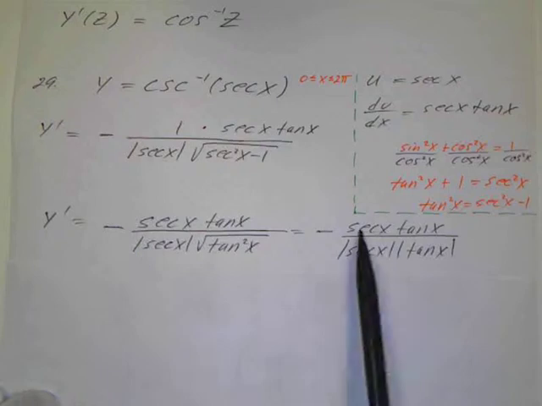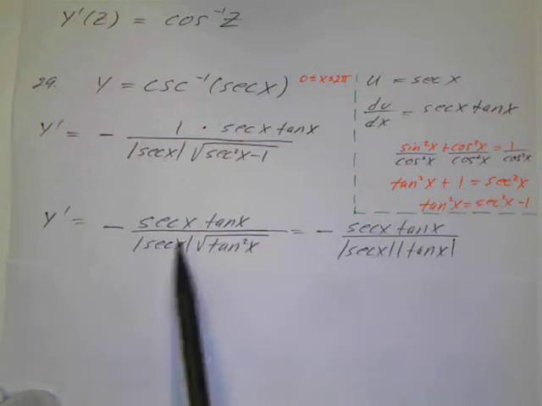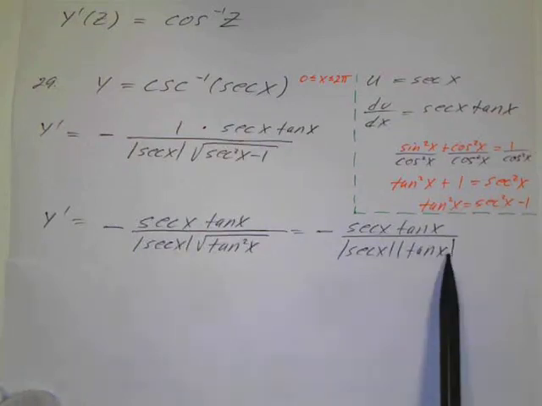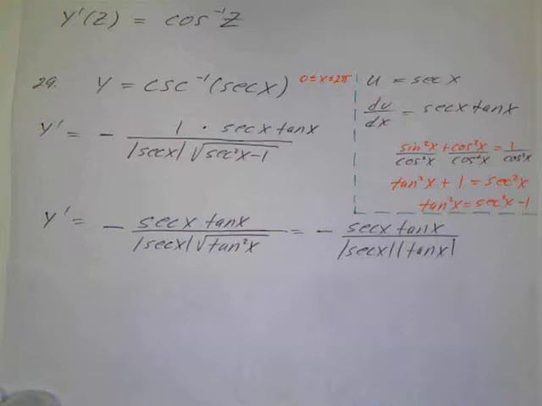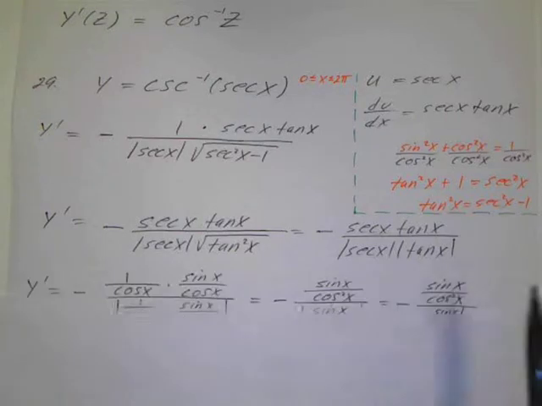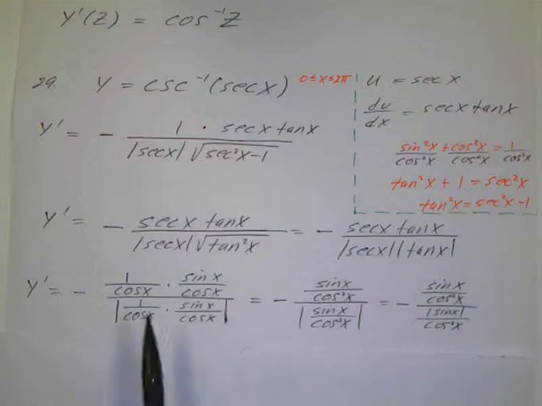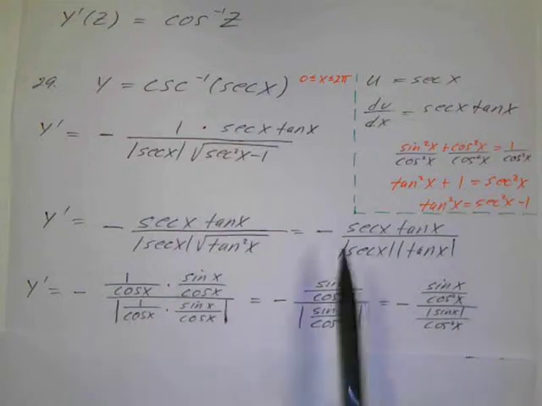So on the top I've got negative secant tangent, and I got the absolute value of secant times the absolute value of the tangent, and you could put those both under the same absolute value, because it kind of works like radicals. Okay, now here we go.